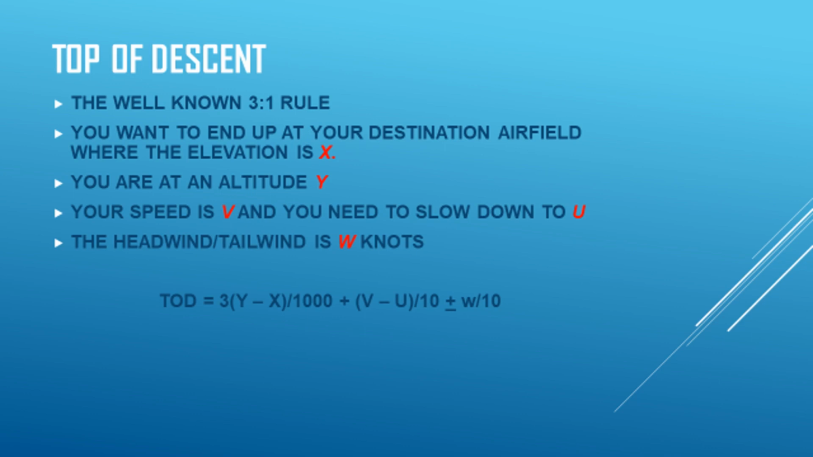Top of descent is a point where you want to start to descend so that you reach a particular altitude, whether it's circuit pattern or the altitude at a final approach fix, and you use the very famous 3-to-1 rule, which all of you as pilots know about. You've learned it in your studies, and we still use this today, and I'm pretty sure that for mental calculations we'll be using it for as long as aviation exists.